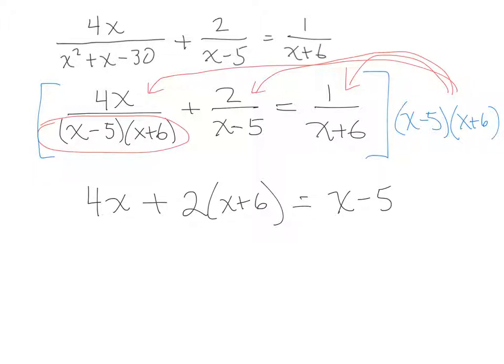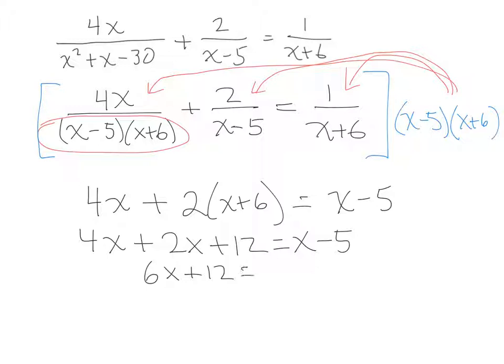Okay, so now we have a fairly simple equation that we can solve. This is going to give us 4x plus 2x plus 12 equals x minus 5. Let's see, that's going to give us 6x plus 12 equals x minus 5. Subtract x from each side, that's going to give us 5x over here. Subtract 12 from each side, that's going to give us 5x equals negative 17.